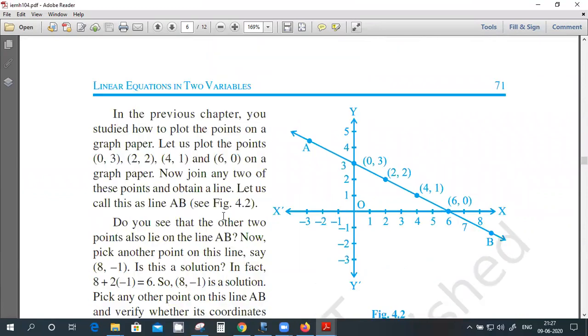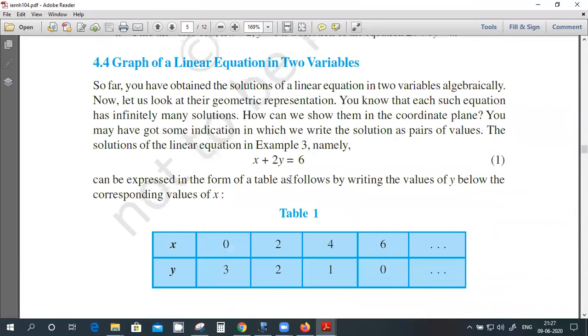Another way to look at it is you write it in the form y equal to mx plus c. So x will go to the other side, minus x, and divide by 2, so it will be minus half. So the slope is minus half. You can rewrite this in y equal to mx plus c, right? In that case, m will be minus half.